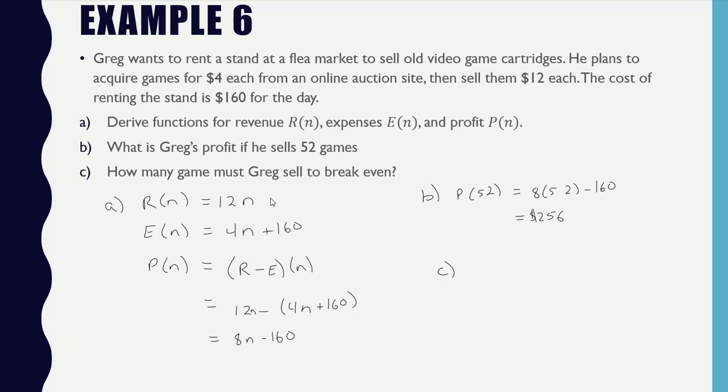C. How many games must Greg sell to break even? Okay, so here we want to know when P of n is equal to 0. So we're going to go 0 equals 8n minus 160. Add 160 to both sides and divide by 8. So we find that n is equal to 20. So it's going to be 20 games then.